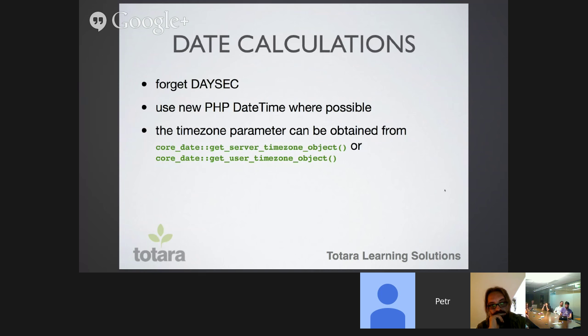Calculations. That's one of the things we did very wrong in the past. So all the uses of DAYSECS are pretty much wrong and should be replaced with new PHP DateTime routines. So you have a timestamp and you want the next day, so instead of adding 60 times 60 times 24, you should be asking PHP, give me the same moment in this time zone tomorrow. You can use those other methods, core_date::get_server_timezone_object and get_user_timezone_object, which return the DateTimeZone class, which can be used directly in PHP 5 DateTime instances. So it should be relatively simple to convert existing code.